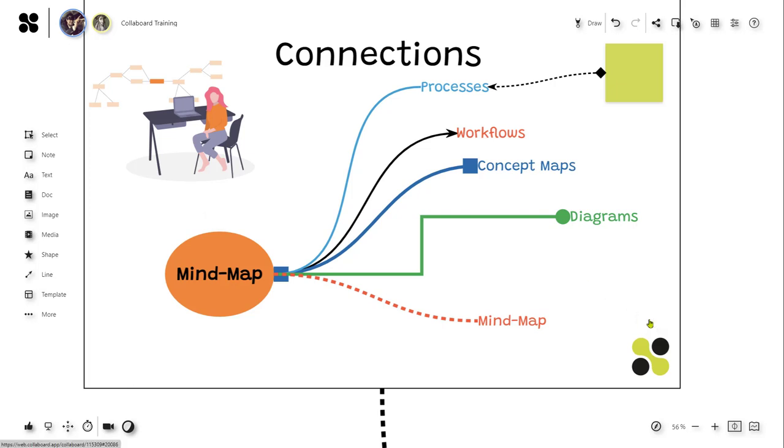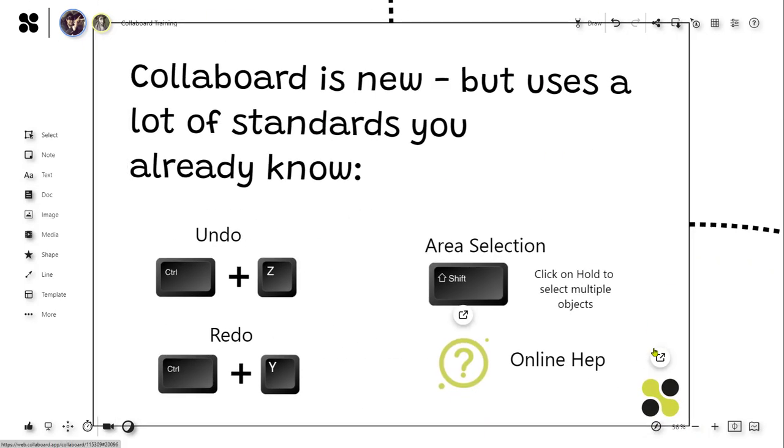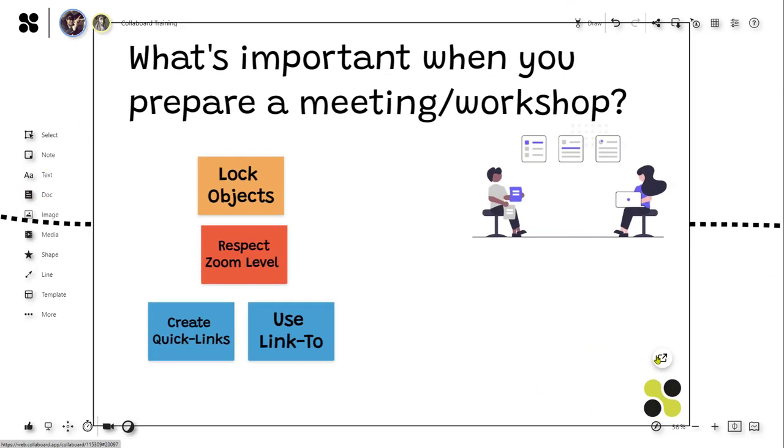So if we are clicking here just on the link, we're moving now fastly to the commands, then to the settings you already know, and then here we are back to what we should consider when we prepare a Collaboard project for a meeting and a workshop.